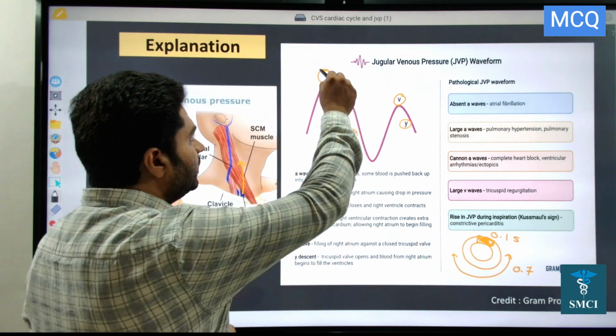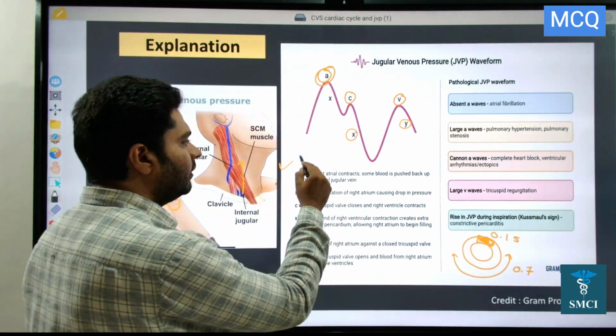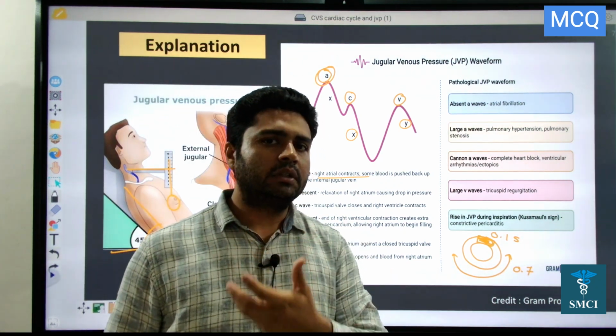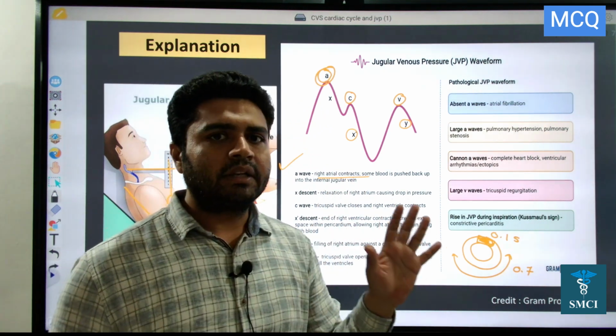First, the A wave. It will occur when there is atrial systole. The A wave occurs when there is atrial contraction and there is increased pressure in the vena cava, and it will be reflected in the internal jugular vein. Then we get the A wave.